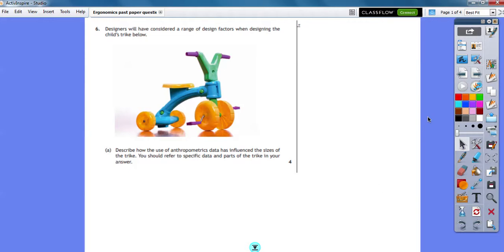Now, the first thing here that's important is that this question is really just about anthropometrics. And it's really important that you link the anthropometrics with particular aspects of the trike, and it tells you that here. It says you should refer to specific data and parts of the trike in your answer. So when we answer this, that's something that you need to remember to do in order to get full marks.